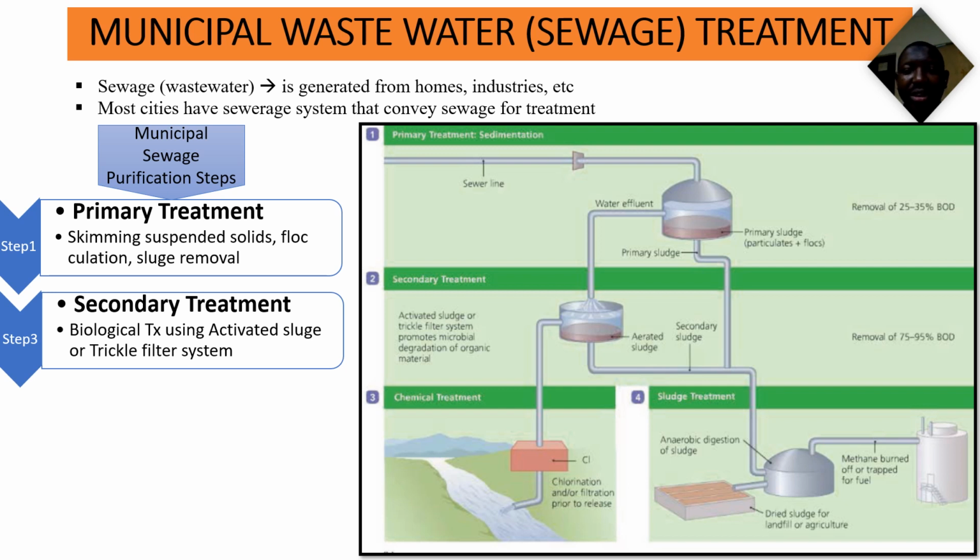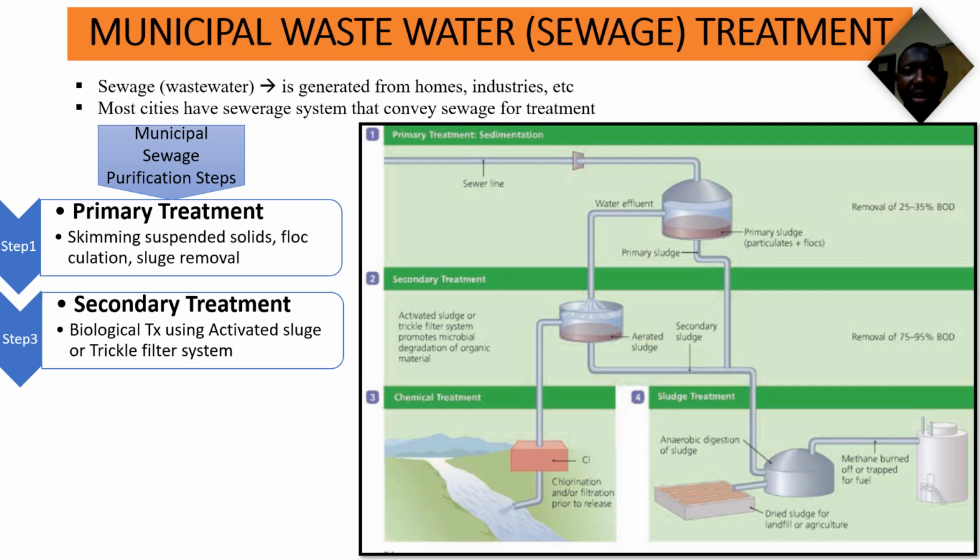Secondary treatment is generally a biological treatment. It involves reduction of the BOD by about 25 to 25% of the original. So in this type of treatment, most pathogenic microorganisms are removed from the water.